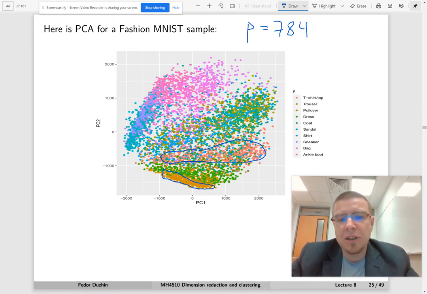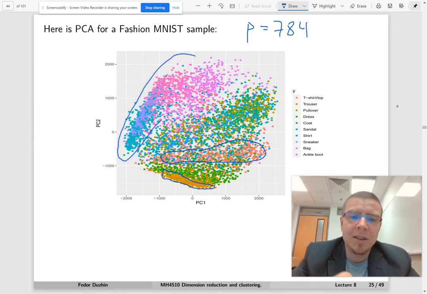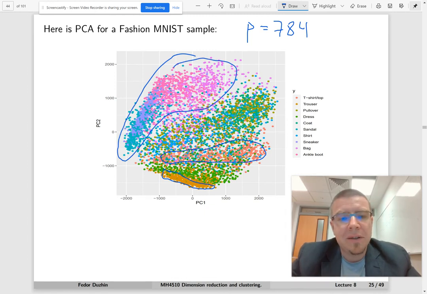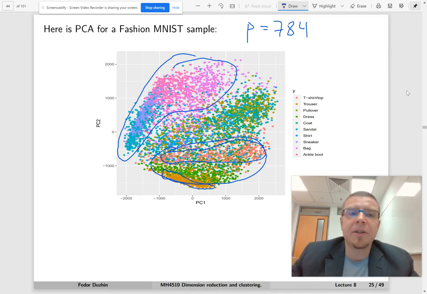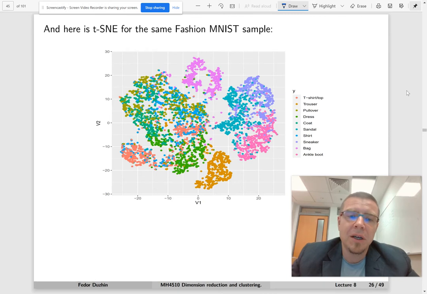Even though we do see structure, imagine that you didn't see these colors. Without the colors, you probably would see that these points are close to each other and all these points are close to each other, but you wouldn't really see that there are 10 different types of images. So tSNE does a much better job on this data set. Here is what tSNE produces, right?